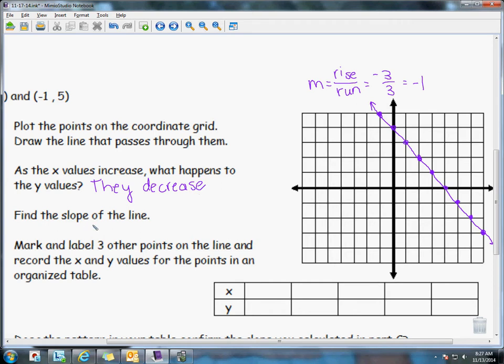It says find the slope of the line. We already did that with our rise over run up here. So my slope is just -1.